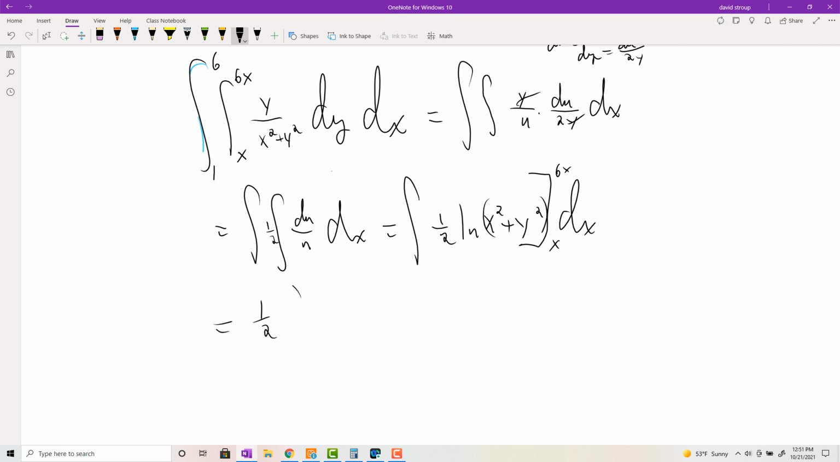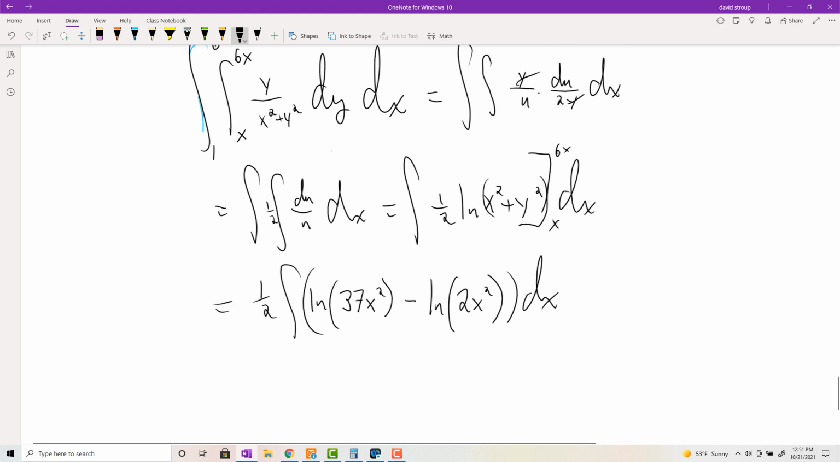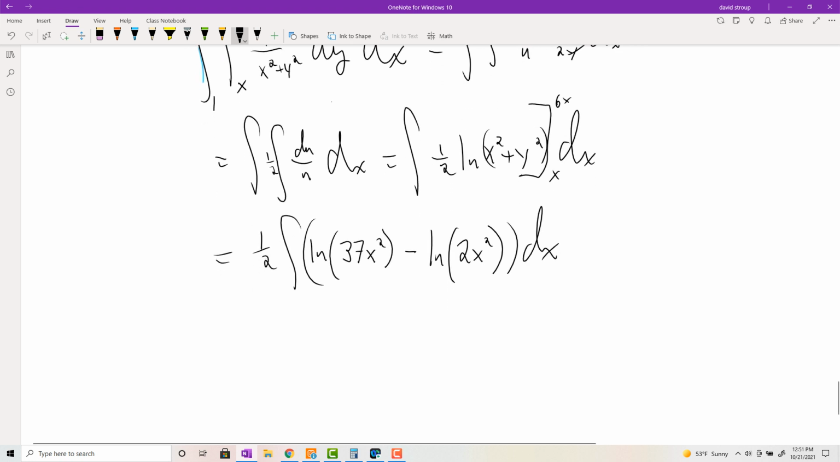All right, so let's put in the limits and see if we can go from there. You could factor the 1/2 completely out of the integral. Anyways, this will be ln of x squared plus 36x squared, so it's going to end up being 37x squared. And then minus ln of x squared plus x squared, which is 2x squared. You could probably use properties of logarithms to simplify that. I don't know if it's worth it. I don't know if it'll even work. So what are our limits? 1 to 6.